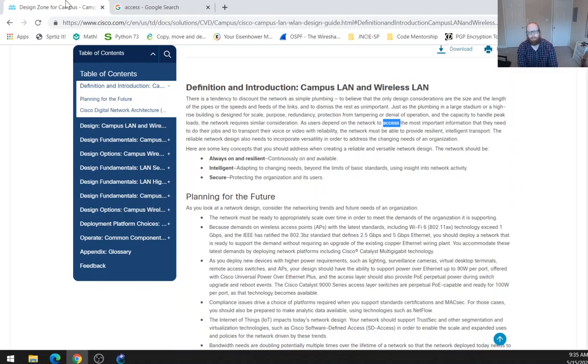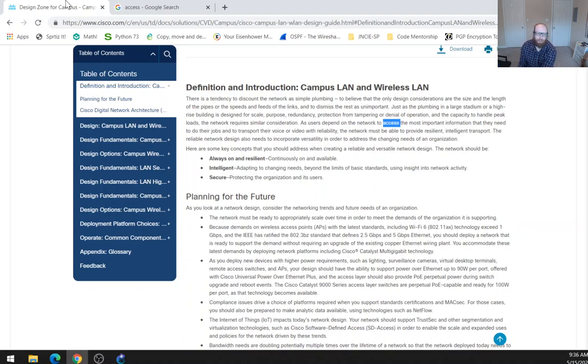The network must be able to provide resilient, intelligent transport. The reliable network design also needs to incorporate versatility in order to address the changing needs of an organization. Okay, they're not going to talk about security.